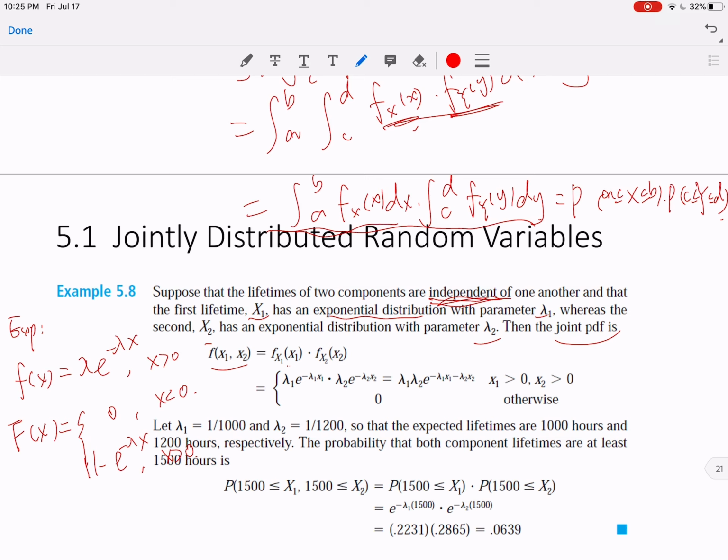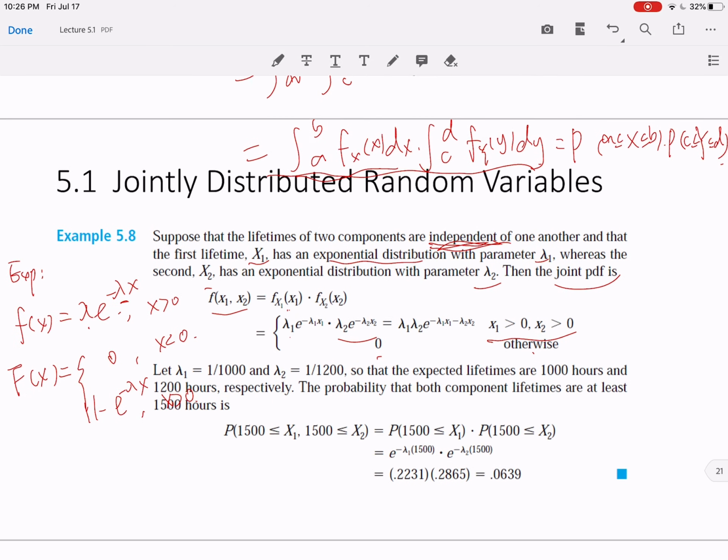Of course, we're going to replace lambda with lambda 1 and lambda 2 in the original expression. So it's lambda 1 e to the negative lambda 1 times x1, times lambda 2 times e to the negative lambda 2 x2. Of course, this holds when both x1 and x2 are positive, and 0 otherwise. Don't forget that. This is quite straightforward if we know those two variables are independent.